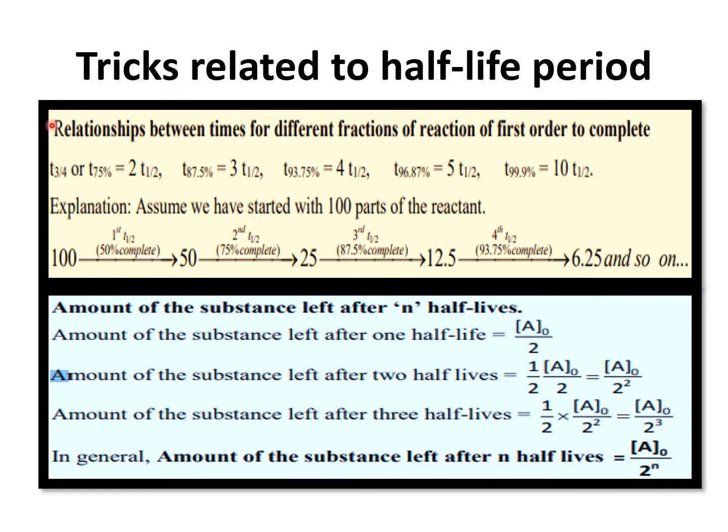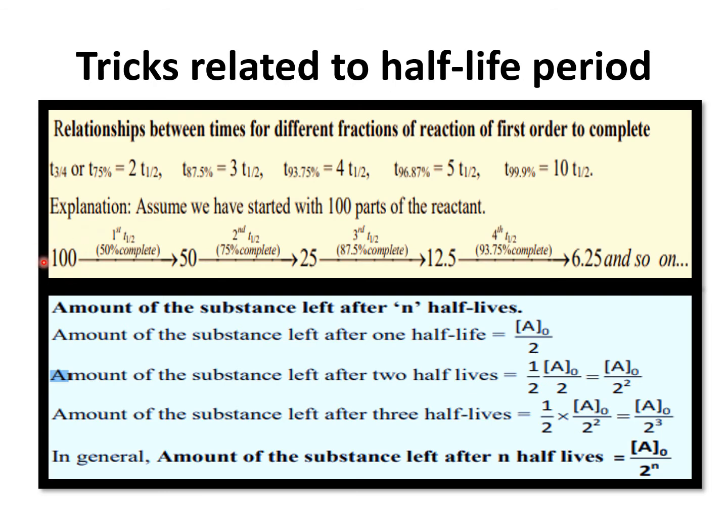And the next one, what are the tricks for the half-life period? First we need to know what the half-life period is. Half-life period means, if you take 100 grams, 100 percent of the reactant, after some time half of the reactant is over. Then we say 50% of the reaction is over. That we call the half-life period, the time for half of the reaction.